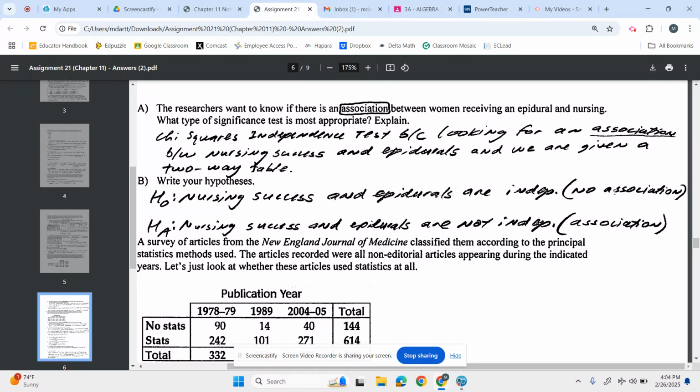We learned that way back in chapter 1. Okay? And then our alternative would be that nursing success and epidurals are not independent. Not independent means that there is some type of association that exists.